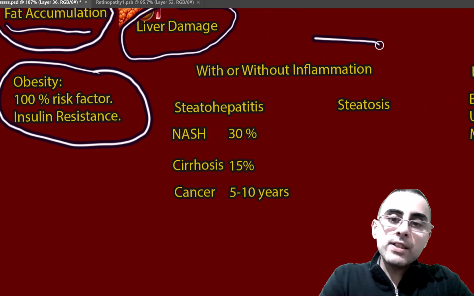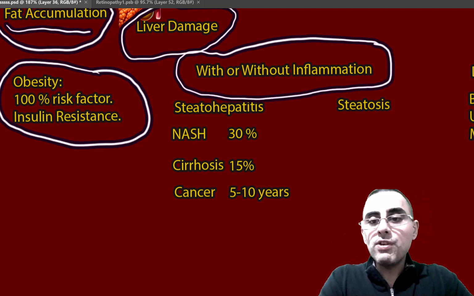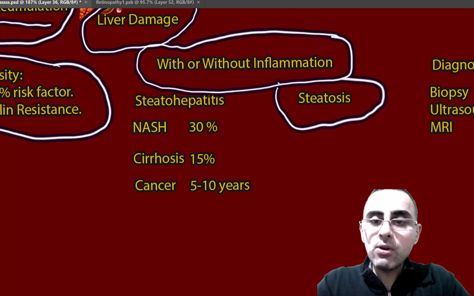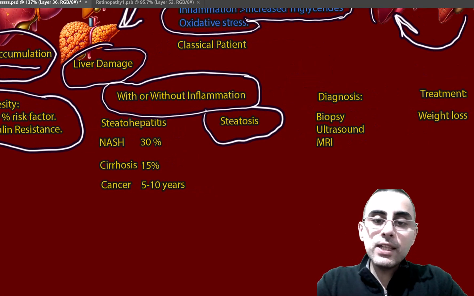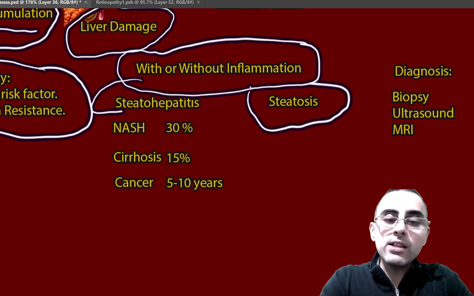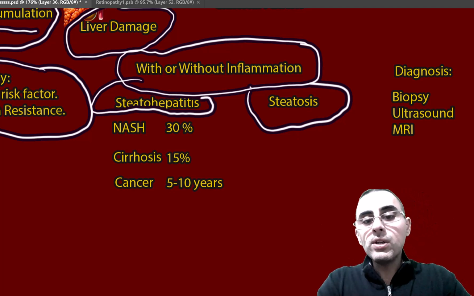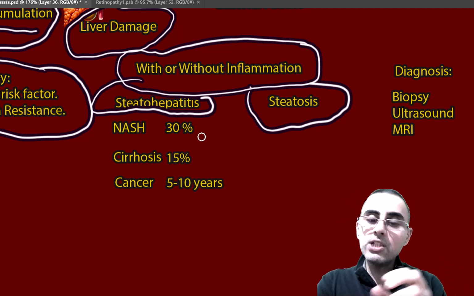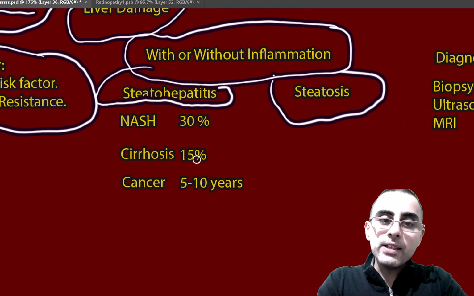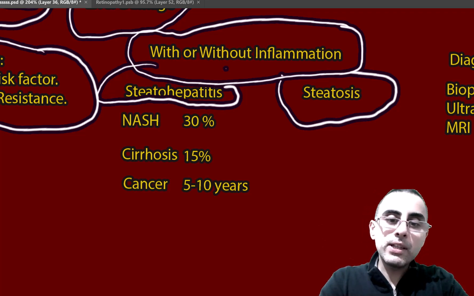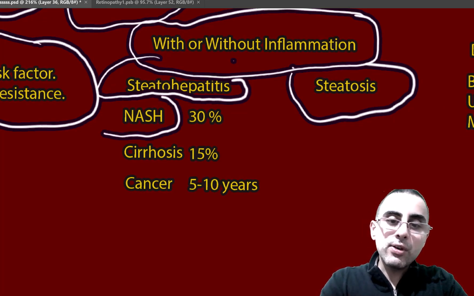And fatty liver disease can be with inflammation or without inflammation. If a patient has no inflammation, it is called steatosis. And if he or she has inflammation, it is called non-alcoholic steatohepatitis. So inflammation is steatohepatitis. Fat accumulation without inflammation is steatosis. And non-alcoholic inflammatory fatty liver, or steatohepatitis, is also called NASH.